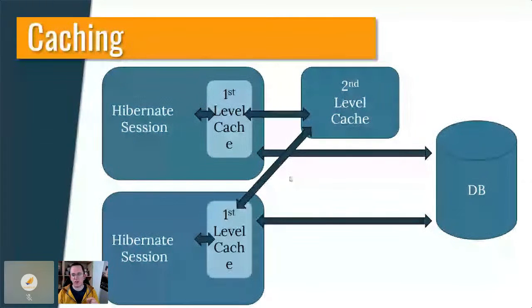The important thing there is the second level cache is only used for entity classes, and it's not used when you execute a query, so not for JPQL, native, or criteria queries. Hibernate only accesses the second level cache if you call the entity manager find method or traverse an association, but more about that later.